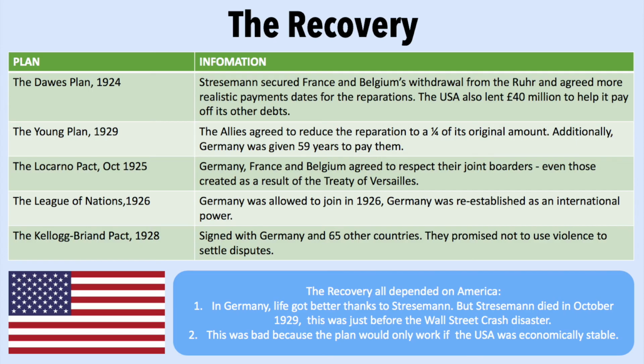Life was beginning to look better for Germany thanks to the work of Stresemann, but he died in October of 1929, which was just before the disaster of the Wall Street crash, which was a massive stock market crash in the US, which started a global economic depression. This was really bad because the plans only worked if the USA was economically stable.